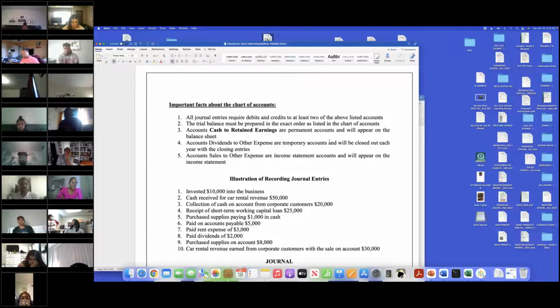These are 10 transactions, financial transactions this business had. Does everyone see that, these 10 transactions? Does everyone see the 10 transactions?